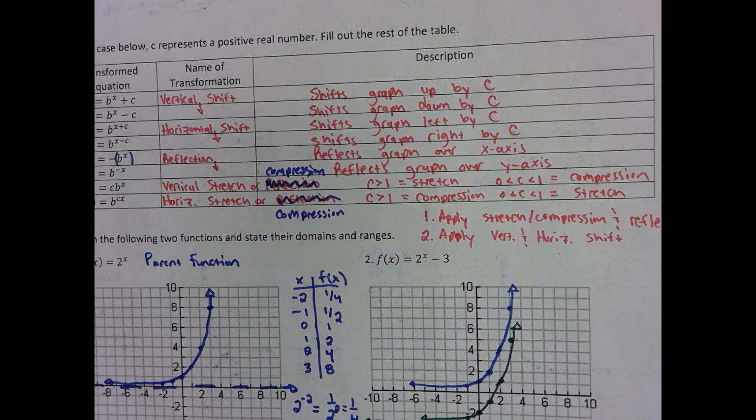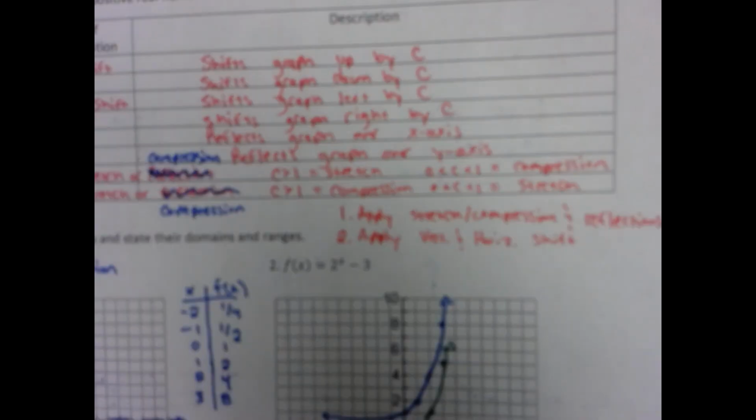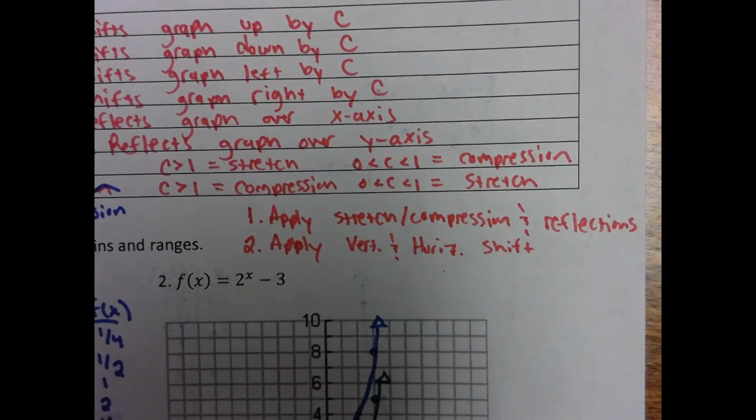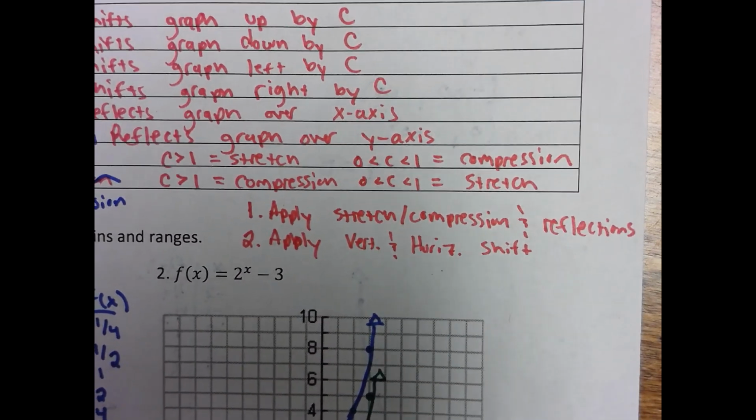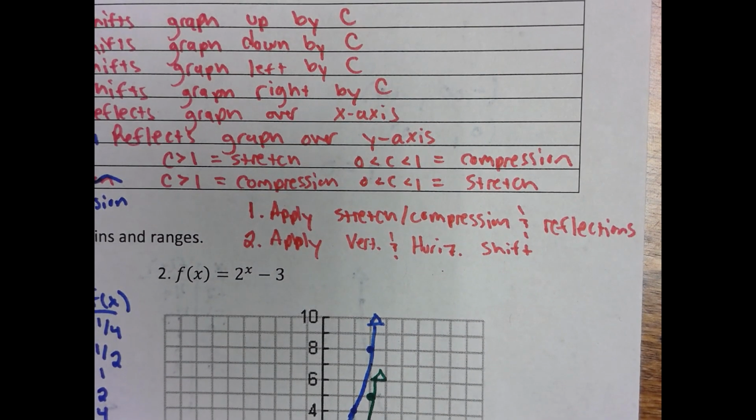Now, the last thing I want you to add in here is the order in which we apply transformations, because that's really important. Otherwise, it does not work out to be the correct graph. So we have to first apply any stretch, compressions, or reflections first. Okay, so when we start actually graphing these, make sure you do that part right away. Then, after you've done the stretch, compressions, or reflections, that's when you can go ahead and do your vertical and horizontal shifts. So keep this order in mind as we actually jump into the graphs for today.